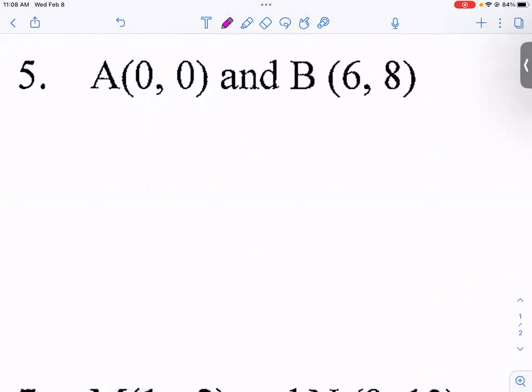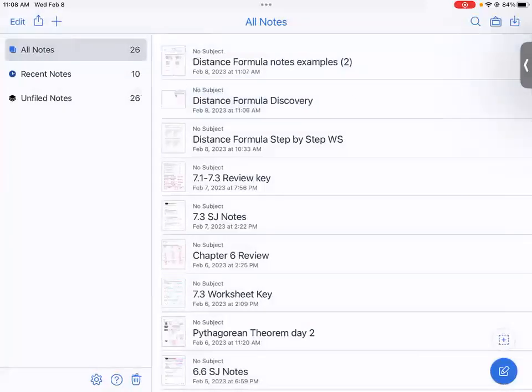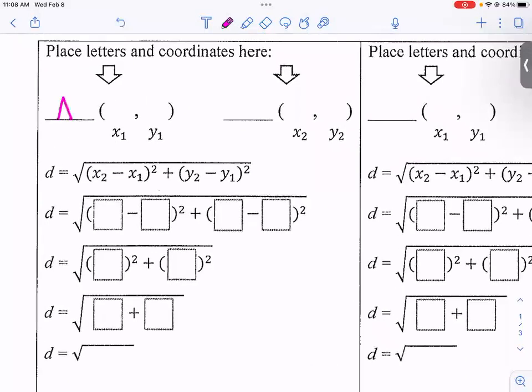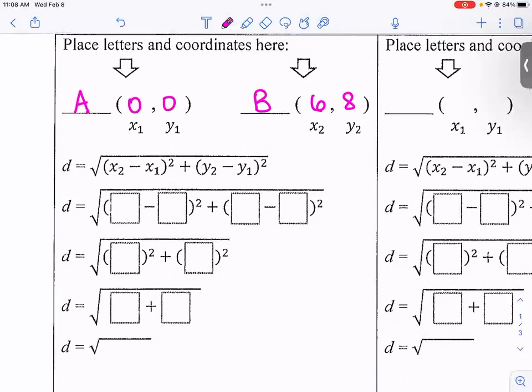In number 5, we're finding the distance between 0, 0 and 6, 8. Okay. So this is what we're going to do. We're going to go to our distance formula sheet here. All right. So point A is 0, 0, and point B is 6, 8. So this is what we do. And maybe it would be a good idea to say that this is number 5 from our notes.